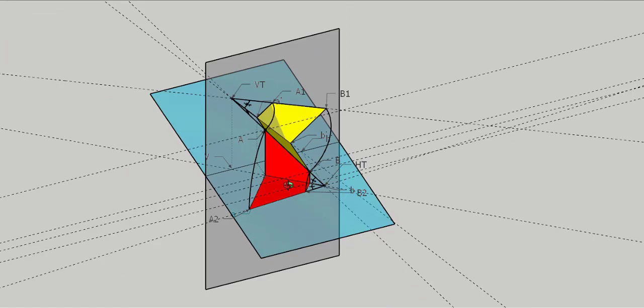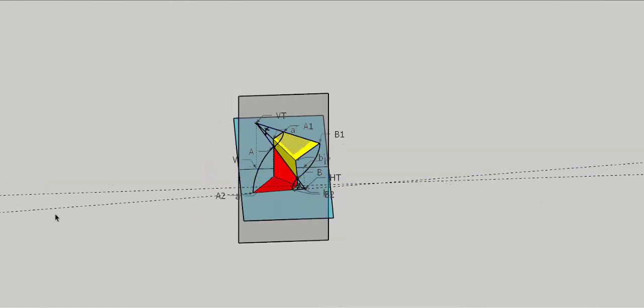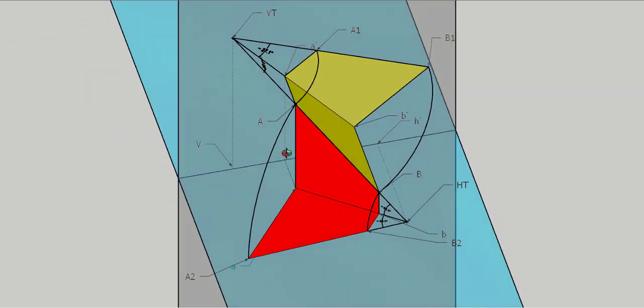So I hope we have completed the entire thing. Let me just delete all the guidelines so that it makes better sense for you. Okay, so let me just revise it. Capital A, capital B, that was the actual line. Then we have made the trapezium with the front view projection as well as the top view projection, and I had made it the yellow plane and the red plane. What I did was I rotated the yellow plane about the axis of the front view projection, that is A dash B dash, and I've got this.